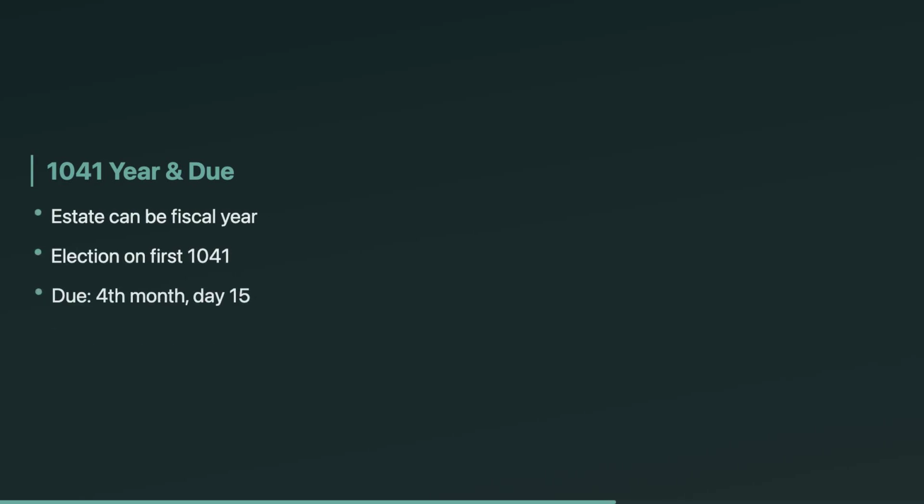Deadlines depend on the estate's tax year choice. An estate can use a calendar year or a fiscal year, and the executor makes that election when filing the first Form 1041. The due date is the 15th day of the 4th month after the tax year ends. And if you need more time, Form 7004 gives an extension of 5.5 months.